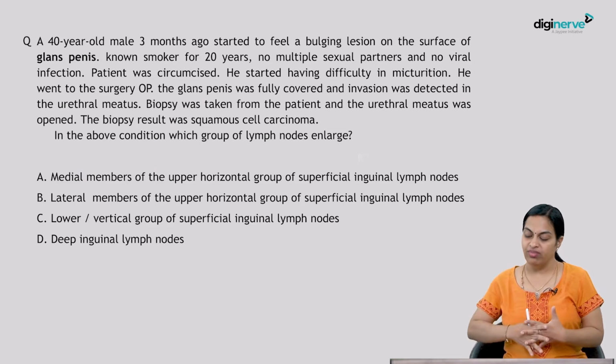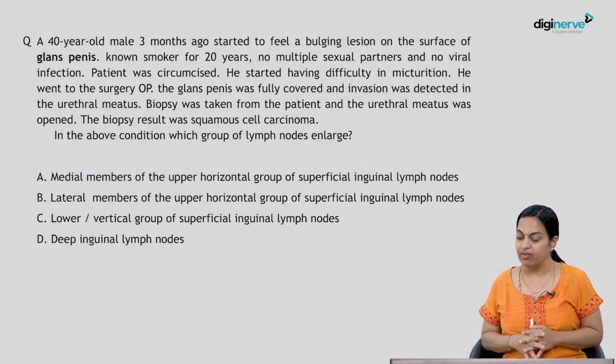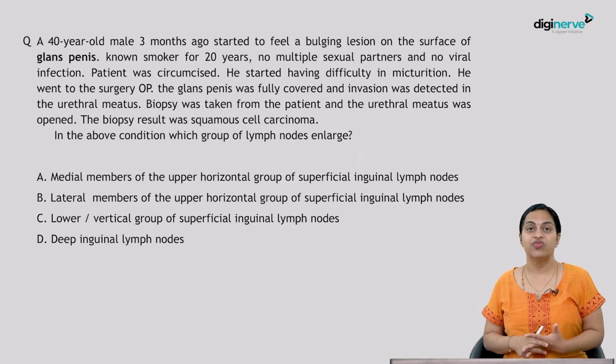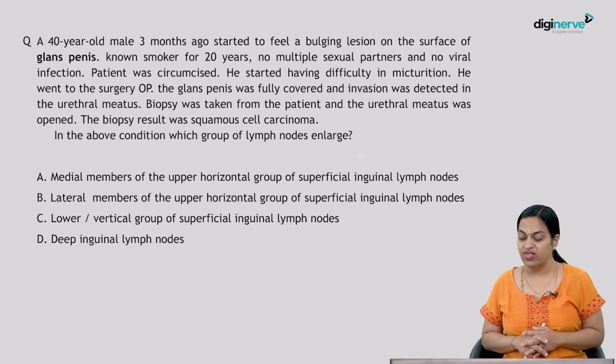A 40-year-old male 3 months ago started to feel a bulging lesion on the surface of the glans penis. Known smoker for 20 years. No multiple sexual partners and no viral infection. Patient was circumcised. He started having difficulty in micturition. He went to the surgery OP. The glans penis was fully covered and invasion was detected in the urethral meatus. Biopsy was taken and the urethral meatus was opened. The biopsy result was squamous cell carcinoma. So carcinoma of the glans penis. Which group of lymph nodes enlarge?